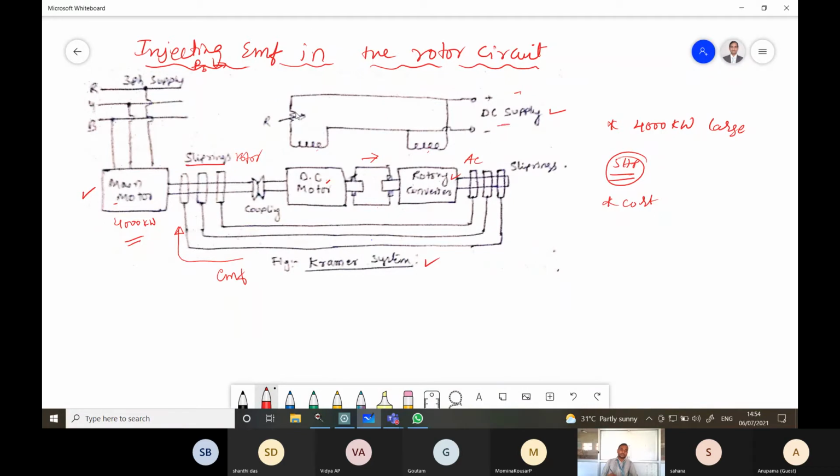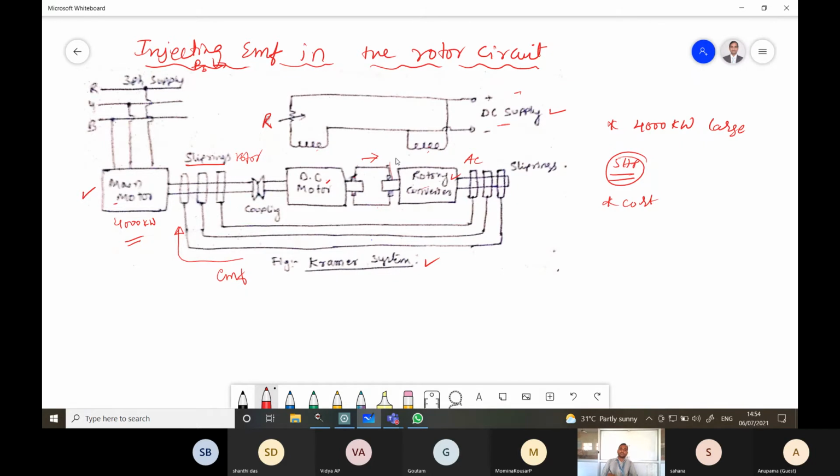So R is the variable resistance that is introduced in the rotor's field circuit. If you vary this, the flux becomes varied. Due to that, the EMF induced in the DC motor, across the commutator, is also going to be varied. Okay, so that is feeding the rotary converter.